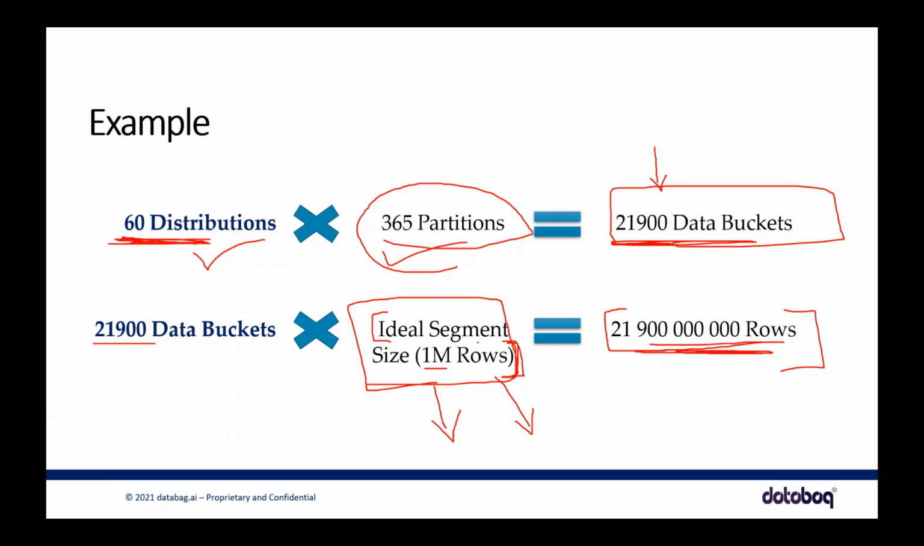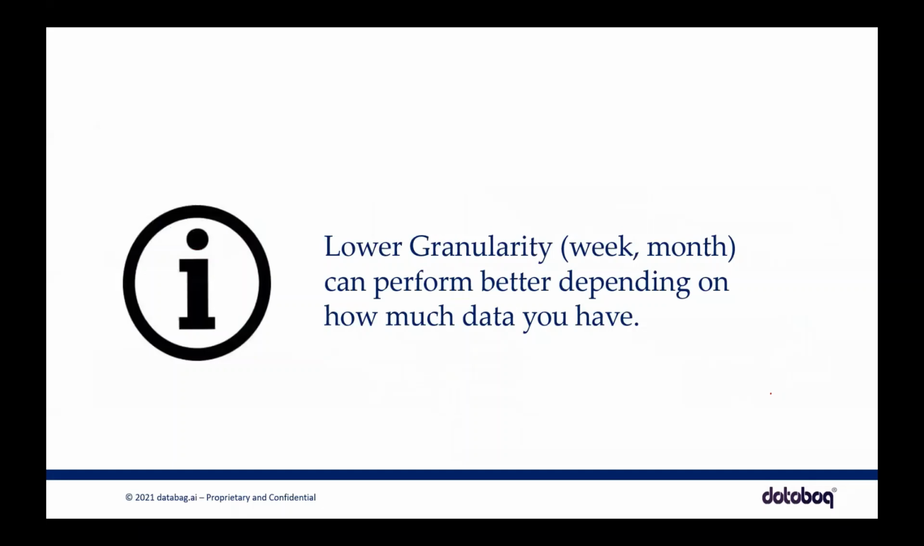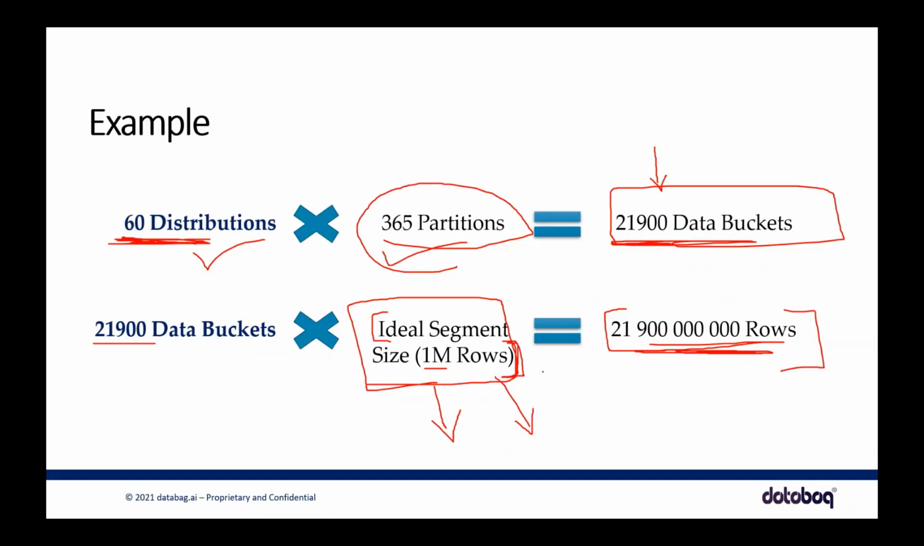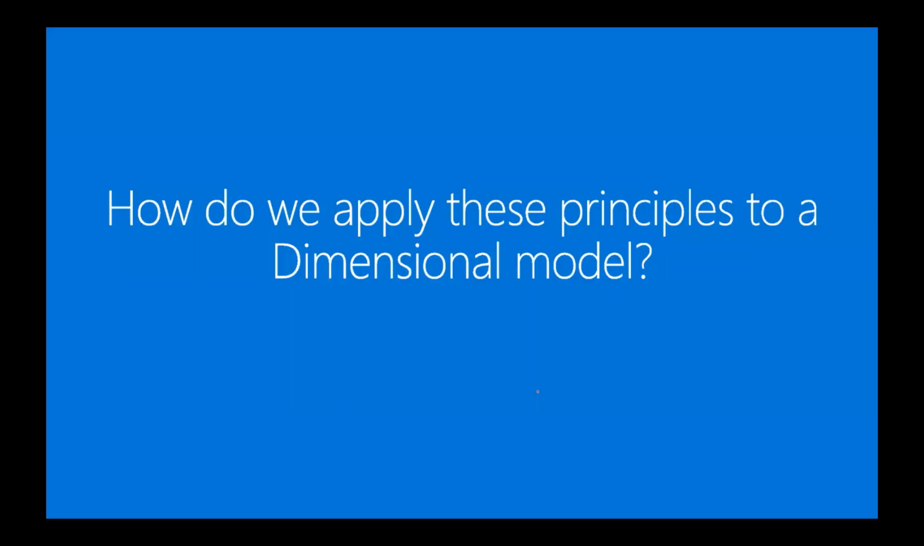But more information on this, I'll try to share with you guys with a link. But this is an example if you wanted to do some multiplications on partitions, distributions, data buckets, and segment size. I think you might get a question like, what is the ideal segment? Maybe 1 million rows. I haven't seen this question, but remembering this is worth it.